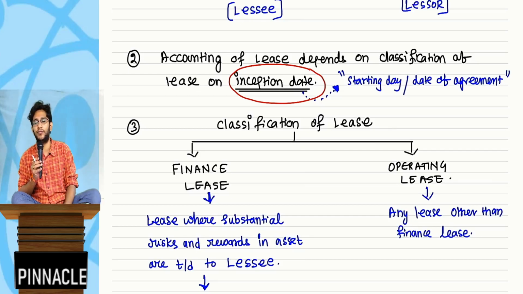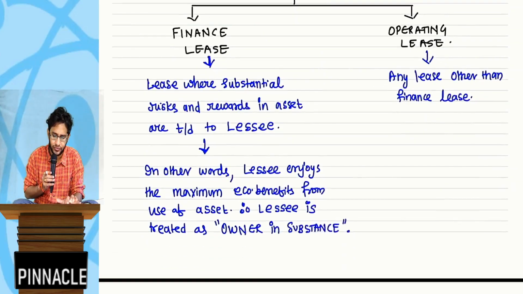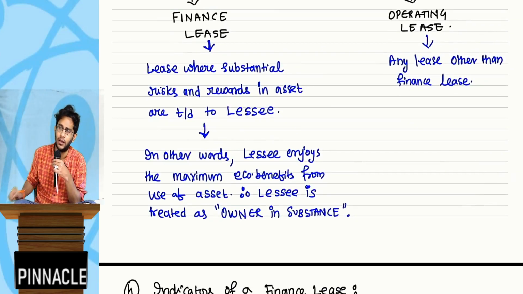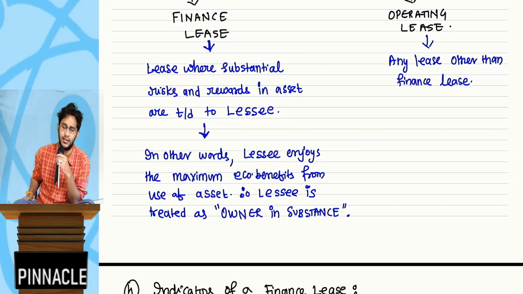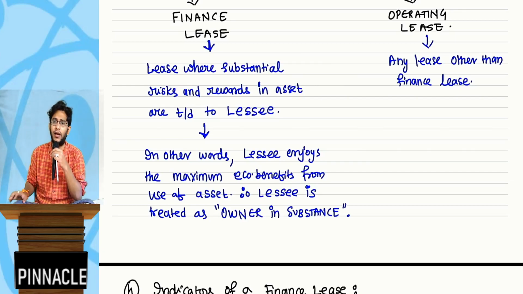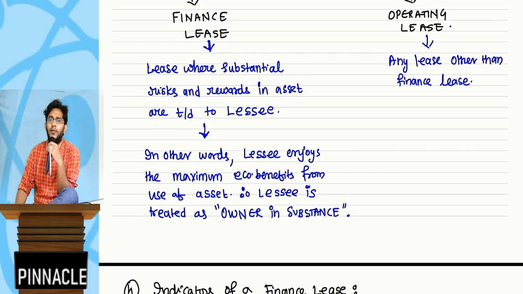This date is useful for only one thing, just to determine whether the lease is a finance lease or an operating lease. Now, a finance lease is a lease where, if you observe the lease terms, you can conclude that the lessee is the person enjoying the maximum benefits from the usage of the asset. Such cases are called finance leases. In a finance lease, since the lessee is enjoying the maximum benefits from the usage of the asset, accounting is done with a prima facie assumption that the lessee is the owner of the asset.